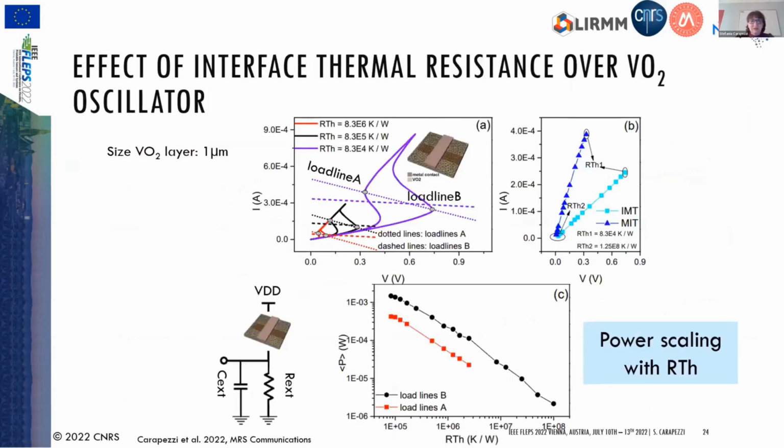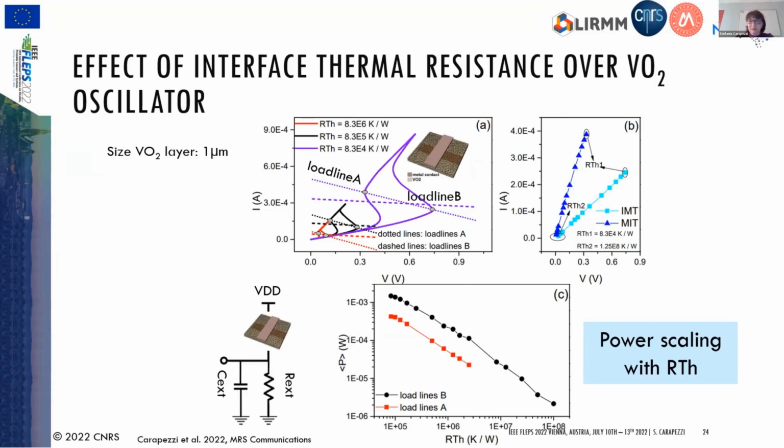Another kind of investigation that I have performed is, for instance, the effect of the interface thermal resistance, so the thermal conductance, which is a material property, over the vanadium dioxide oscillator. In this case, I have investigated two different kinds of load lines. As before, the load line that is passing through the two EMT midpoints, which gives me the load line with the minimum VDD for which I can get the oscillation.